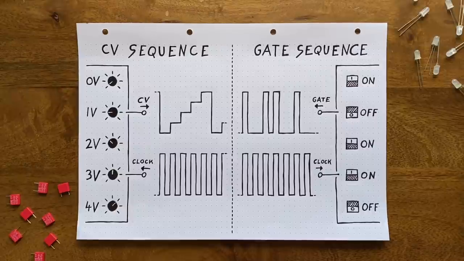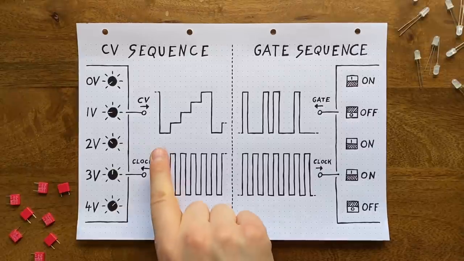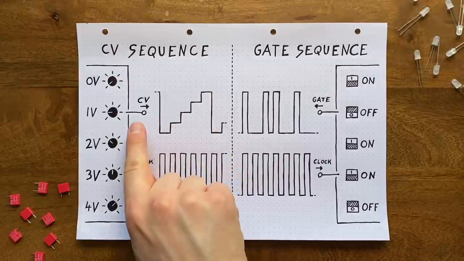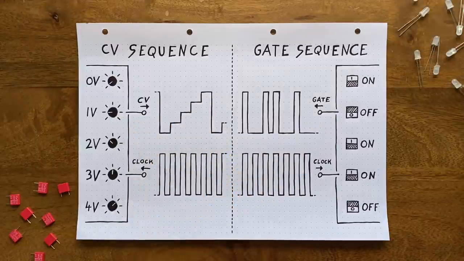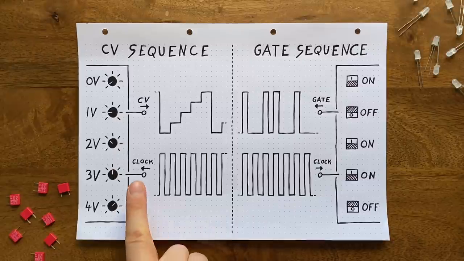A CV sequencer would then take this sequence of voltages and send them out one after the other via a single output. It's like as if it was telling us the individual values in succession. In data transmission theory, you'd call this serial communication. Of course, our sequencer still needs to know how fast it should step through the sequence. For that, we normally use something called a clock signal.